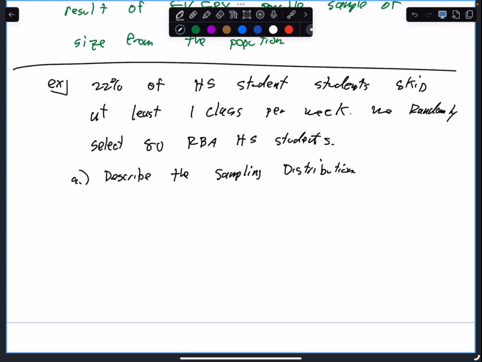Now, what I'm asking here, the sampling distribution should be approximately normal. So we're going to check our conditions. We're going to start off with the first one. Is this sample random?